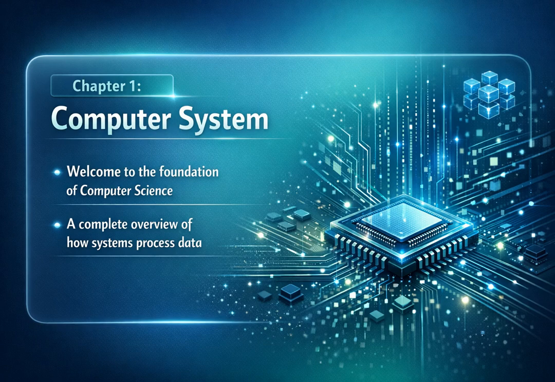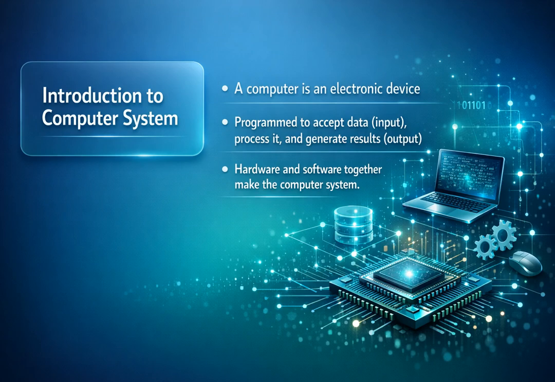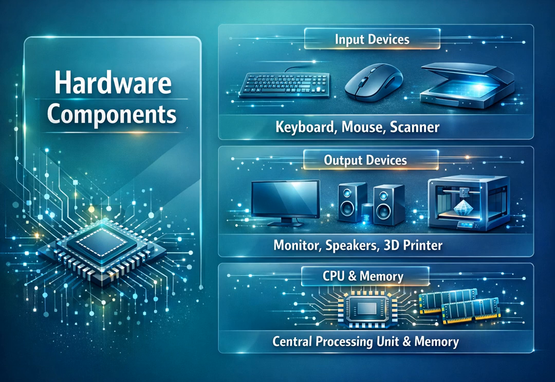Today, we begin our journey with Chapter 1, Computer System. This chapter will give you a complete overview of how computing devices process data. So what exactly is a computer? It is an electronic device programmed to accept raw data as input, process that data, and generate meaningful results as output. And remember, the physical hardware and the programs running on it, known as software, together make up the complete computer system. Let's look at the hardware components.